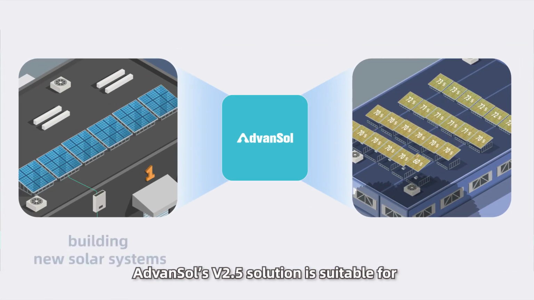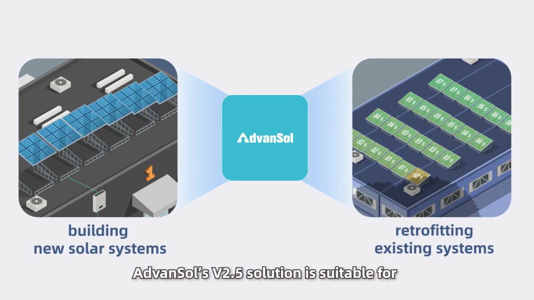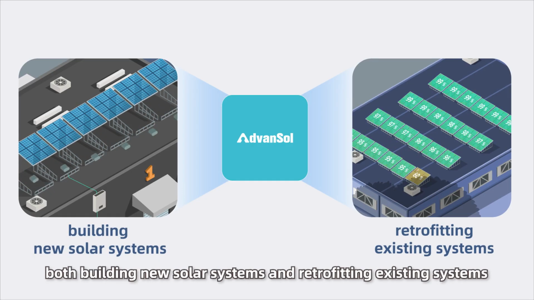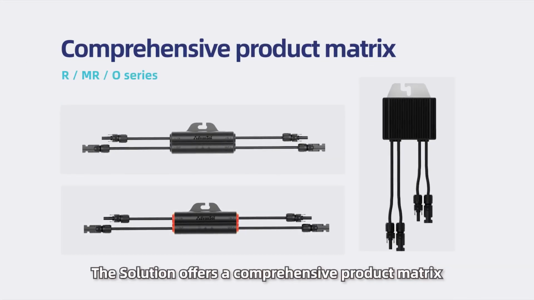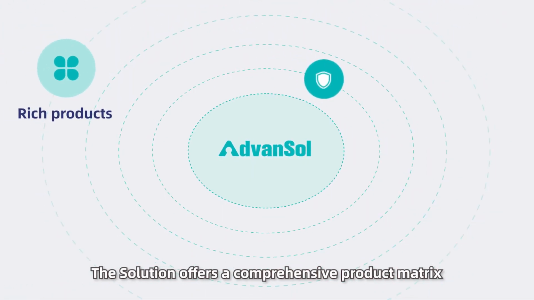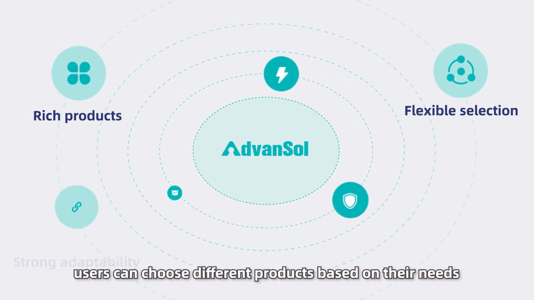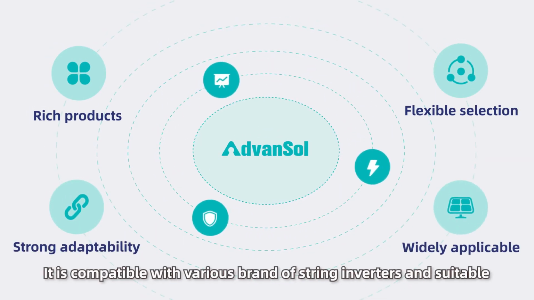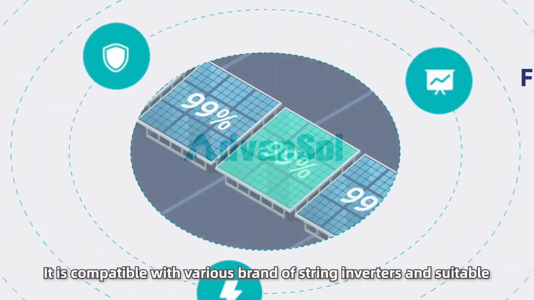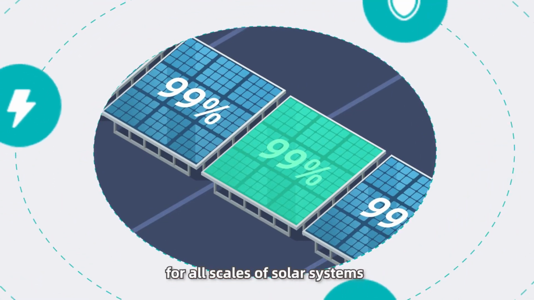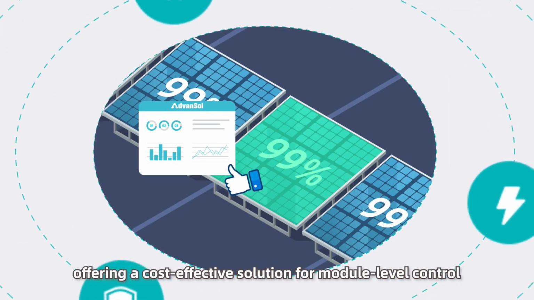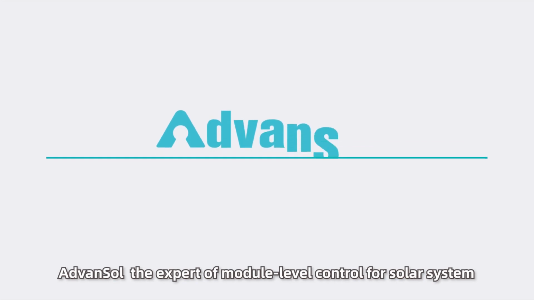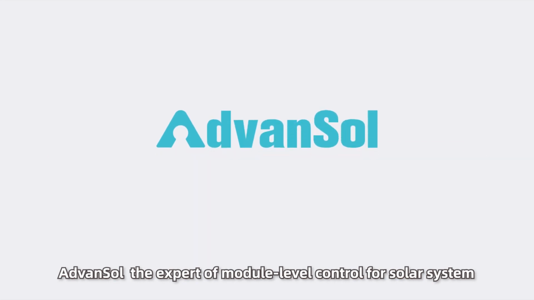AdvanSol's V2.5 solution is suitable for both building new solar systems and retrofitting existing systems. The solution offers a comprehensive product matrix. Users can choose different products based on their needs. It is compatible with various brands of string inverters and suitable for all scales of solar systems, offering a cost-effective solution for module-level control. AdvanSol, the expert of module-level control for solar systems.